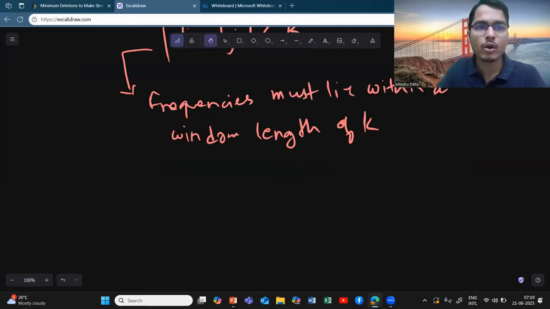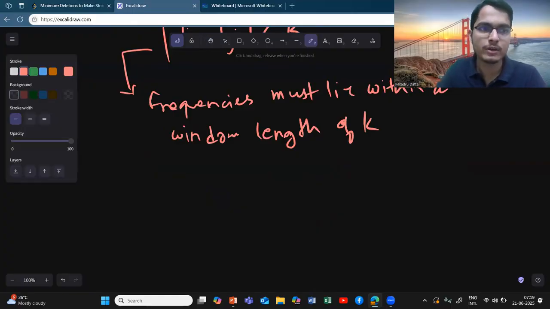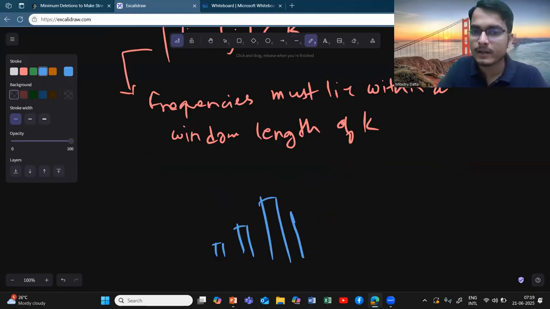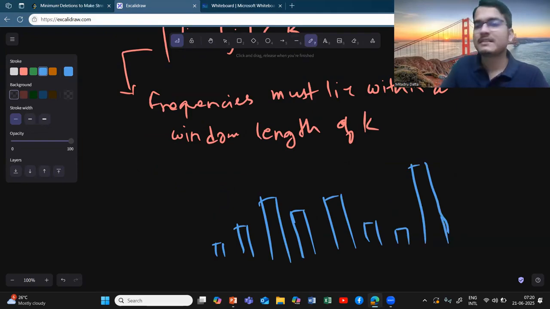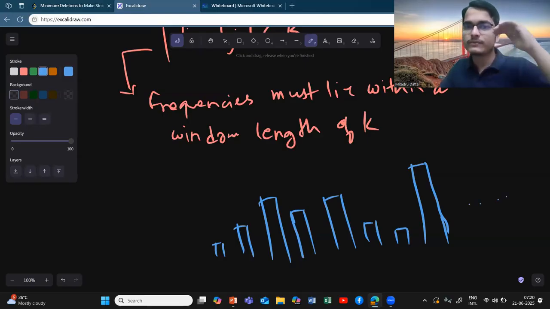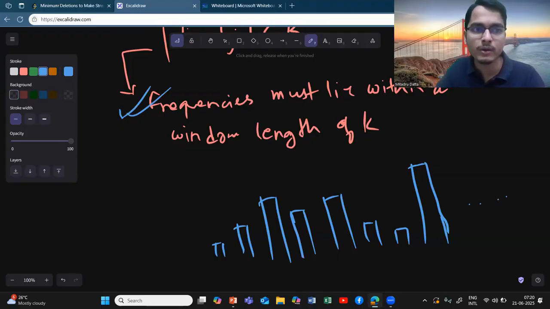So if you try to draw now, the exact same thing as I told you, let's say you have a small frequency, and now you have this kind of frequencies, then this, then let's say this. They may not be in sorted order at all. So what is the thing that you need to understand is that let's say we have these frequency values, and earlier we were reducing all the frequencies to a single frequency. This thing means nothing but the frequencies must lie within a window length of k.